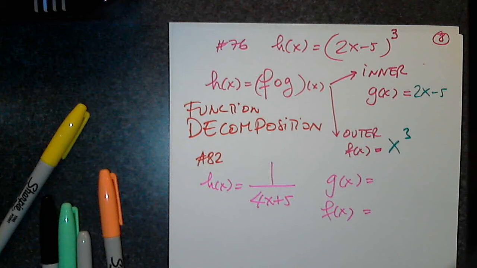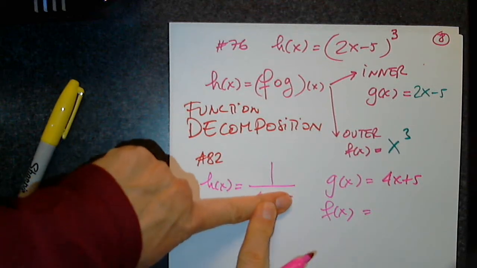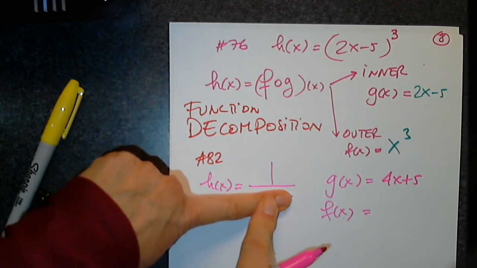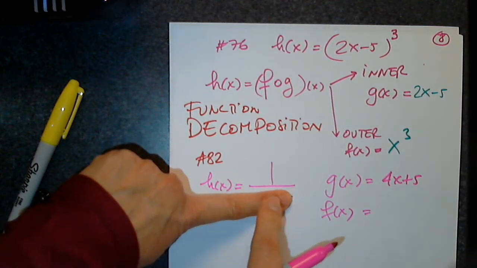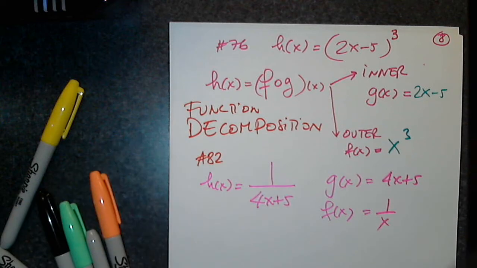Is one the outer? I cannot start with the outer. 4x plus 5. Indeed. So the inner function is 4x plus 5. I got a number now. I got one simple number. Which function do I apply to this one simple number? 1 over x. Done.